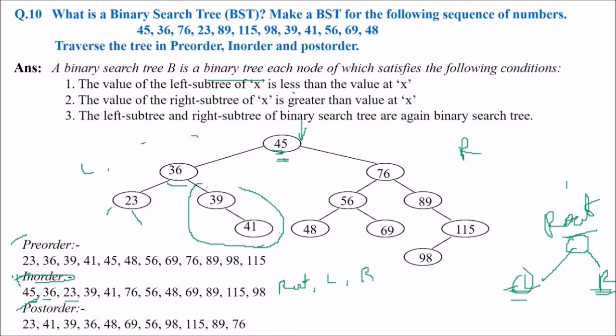This side is again a tree, with null here. So we'll take the root first, 39. There is no left, so we'll take right only, 41. Okay, this is done. We come to the right subtree. Now first of all, we have to take the root, 76. So we take the root. Then we go to the left. Again we have a tree.